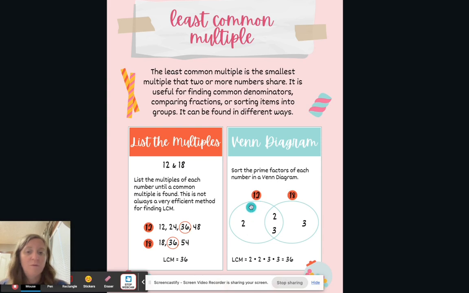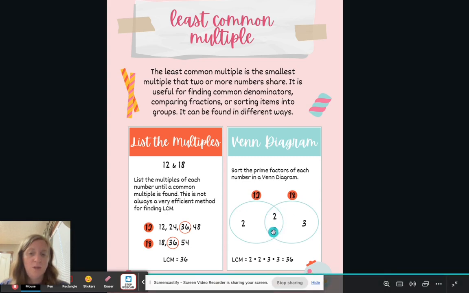factors. So the prime factors of 12: 2 times 6, and then 6 is 2 times 3. So your factors of 12 are 2 times 2 times 3. And your factors of 18: 3 times 6, and then 6 is 2 times 3. So your factors would be 2 times 3 times 3. What they have in common here is 2 and 3. And what they don't have in common is this 2 and this 3. I want to make sure you see that.